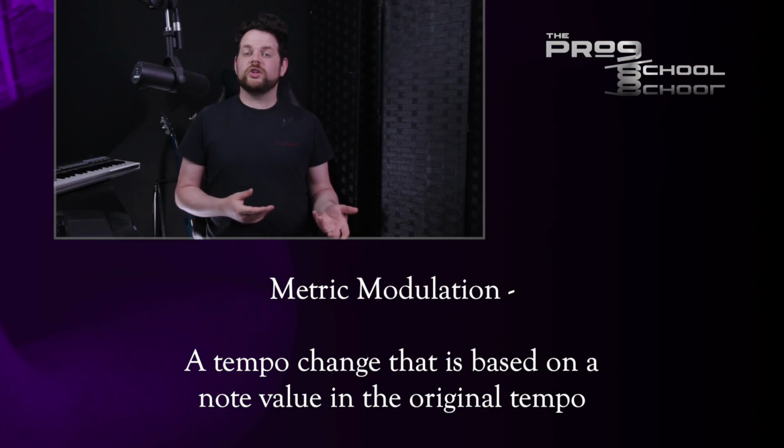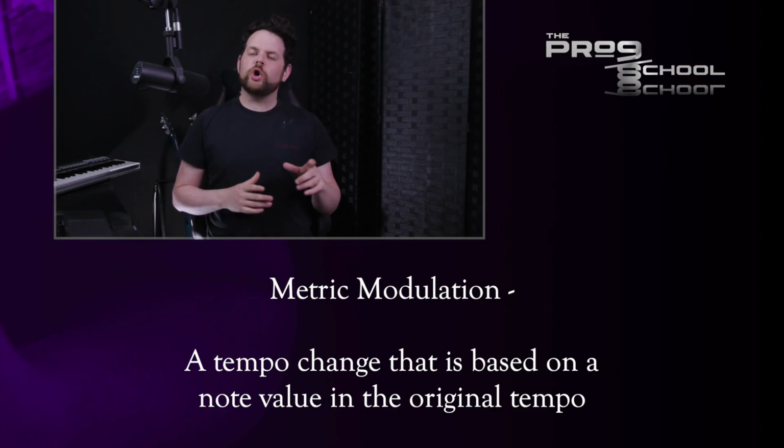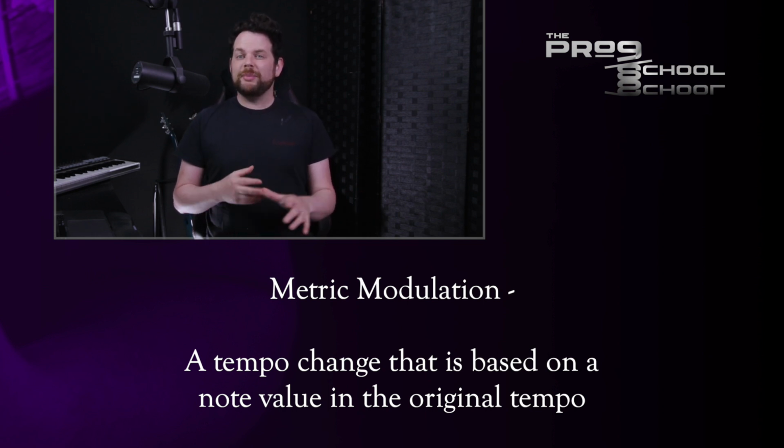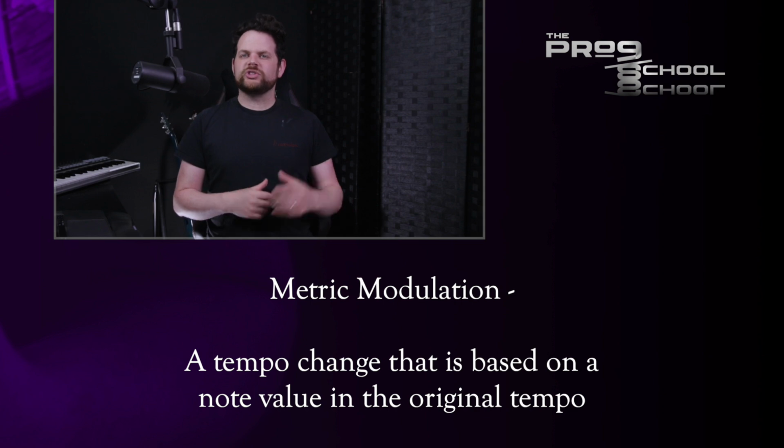A metric modulation is when a tempo change happens and it's based on a note value in the original tempo. There are of course other ways to change tempos, but metric modulations create really natural tempo changes.